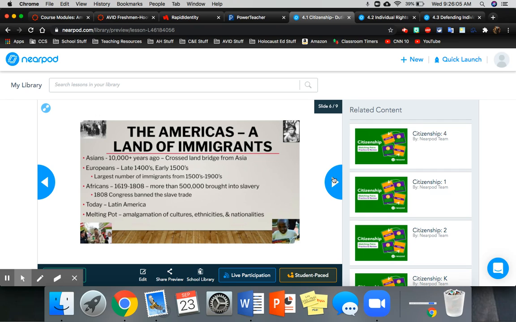Africans, well over 500,000 were brought to the Americas to serve as slaves. Eventually, in 1808, the United States Congress banned the slave trade. You know, better late than never, I suppose, right? Today, you've still got a lot of immigrants coming over from Latin America. This isn't to say, of course, that Europeans and other Asians, Africans aren't coming over as well, but Latin American immigrants are the ones that are in the news most often, for sure.